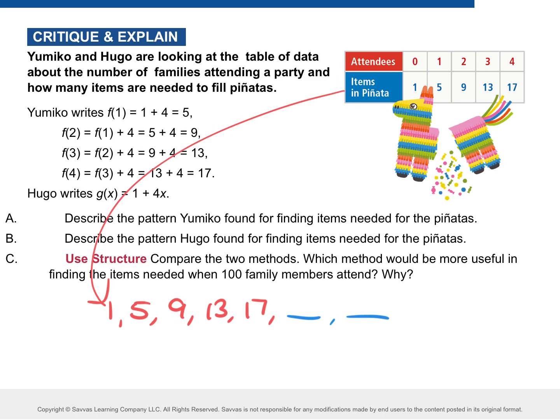All right, section 1.4. If I say the word sequence, what does that mean to you? Pattern. How many numbers it's skipping, okay?